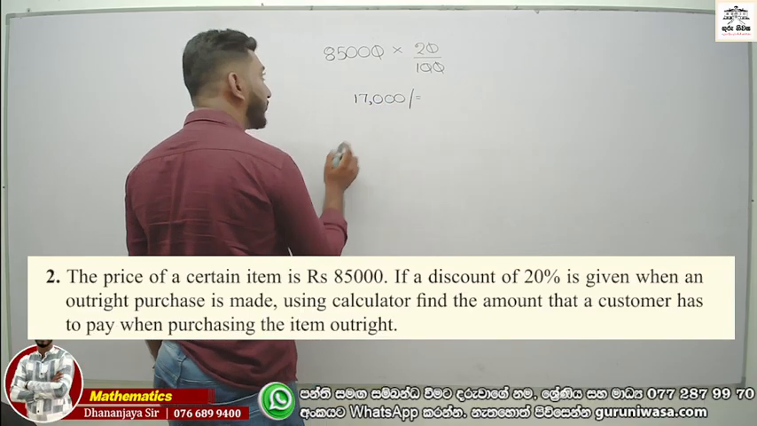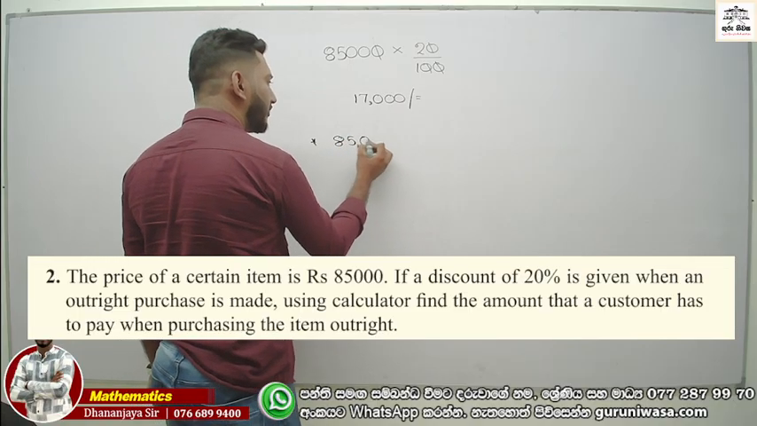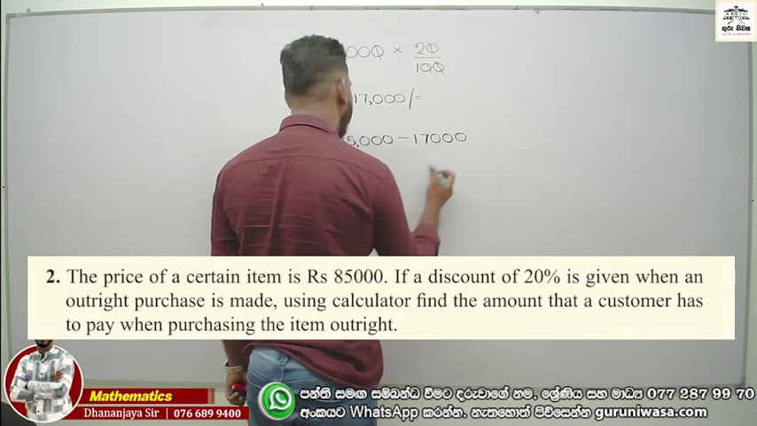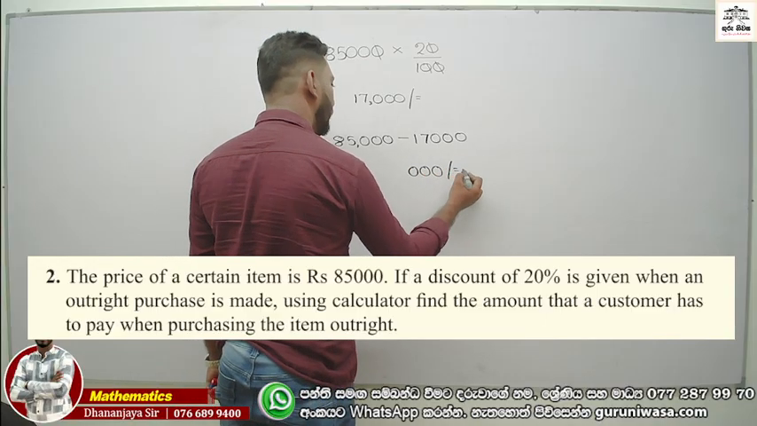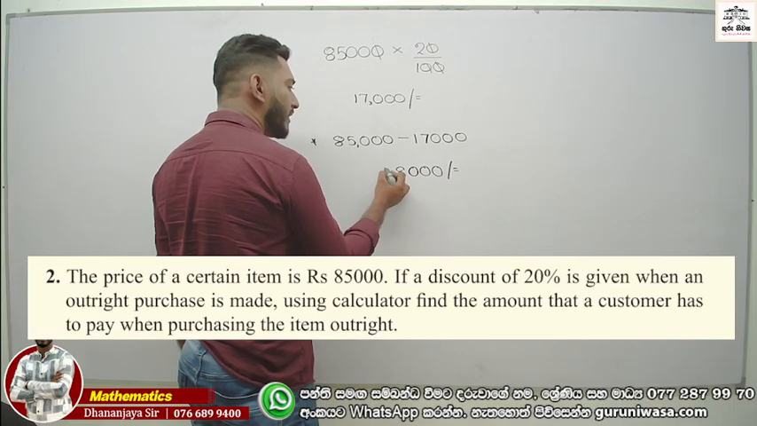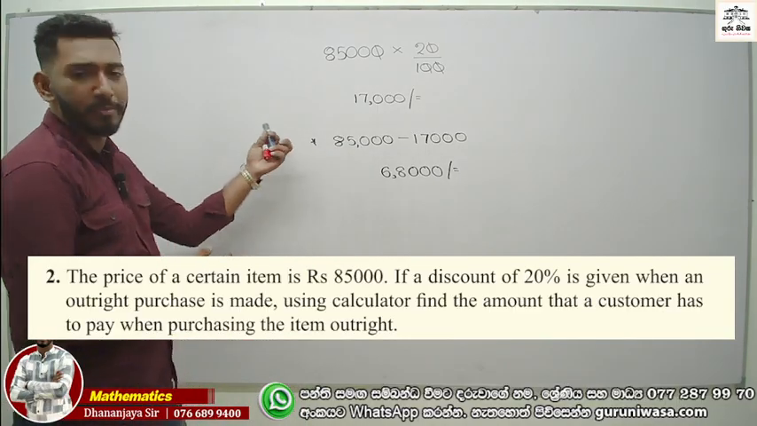Now you need to subtract it from the marked price. Therefore, from 85,000 you need to subtract 17,000. Now the answer becomes 0, 0, 0, and this one becomes 8, and this one becomes 6. Now 68,000 is the answer, and this is the first method.